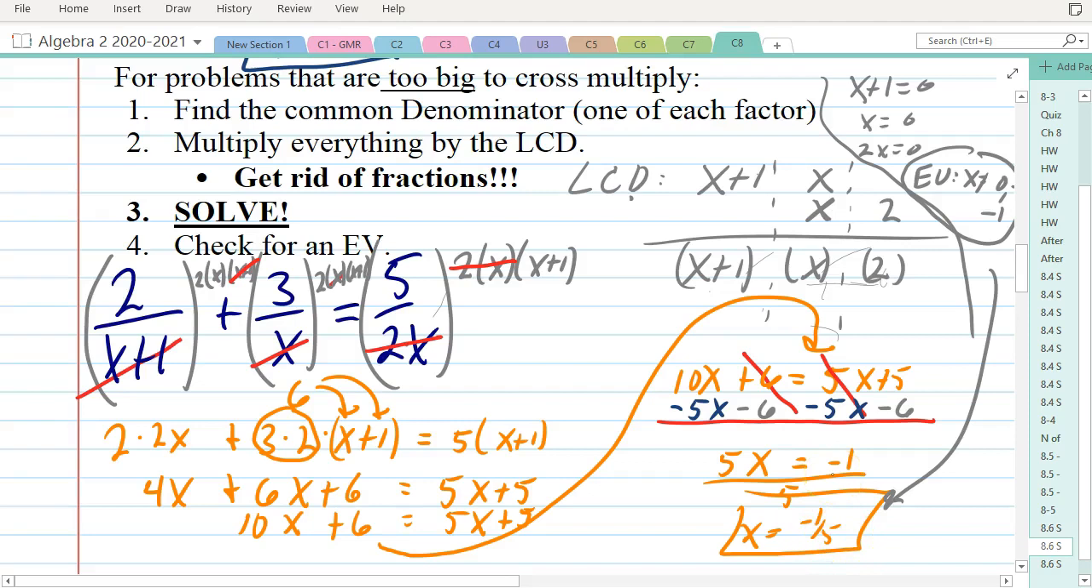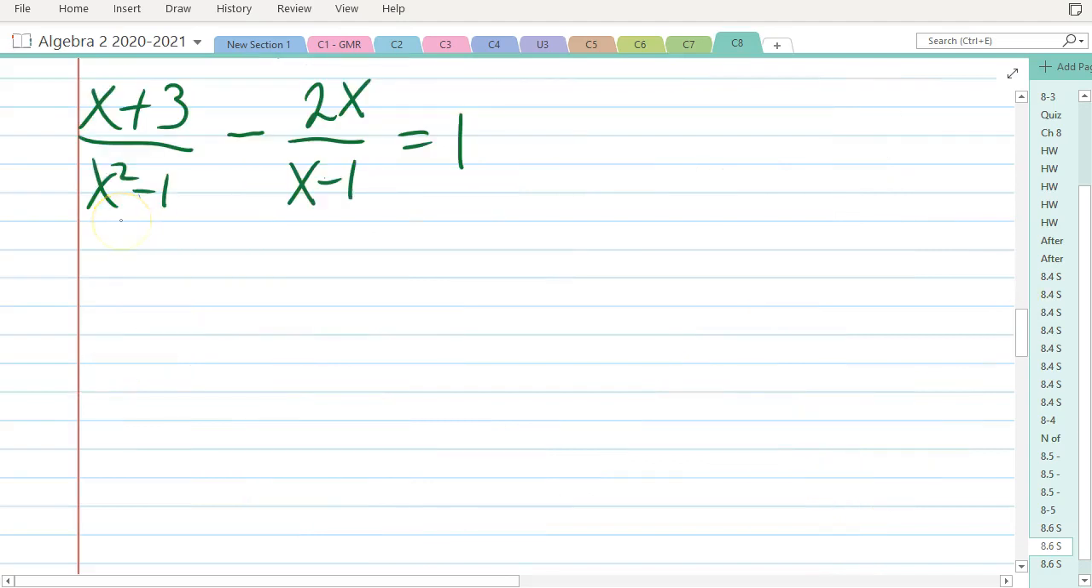Big problems. Find the least common denominator. Get rid of fractions. Moving on. Here again, I need to get rid of the denominators. I'm going to start by factoring this bottom one here. That is a difference of 2 squares. Gives me x plus 1 and then an x minus 1.